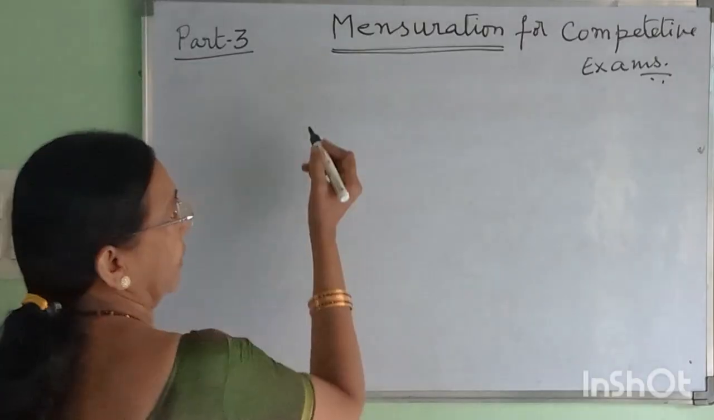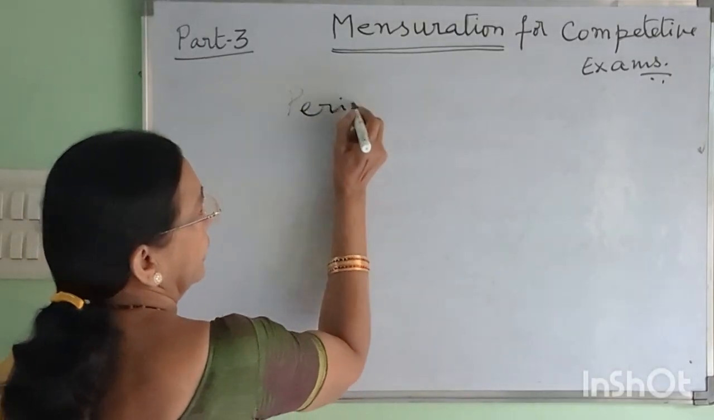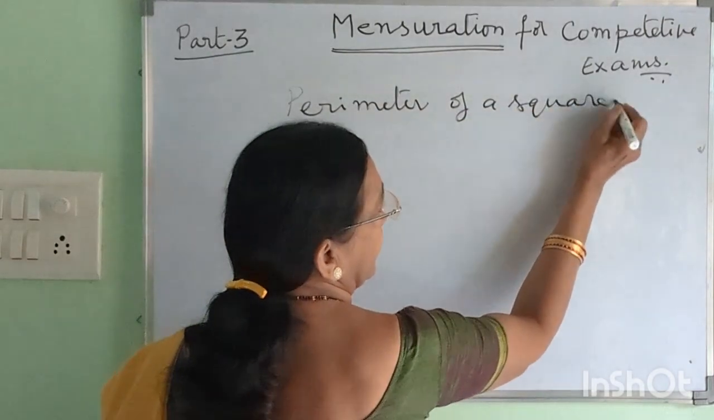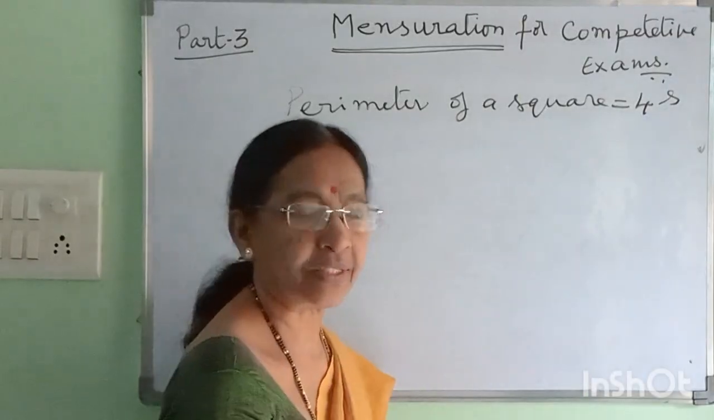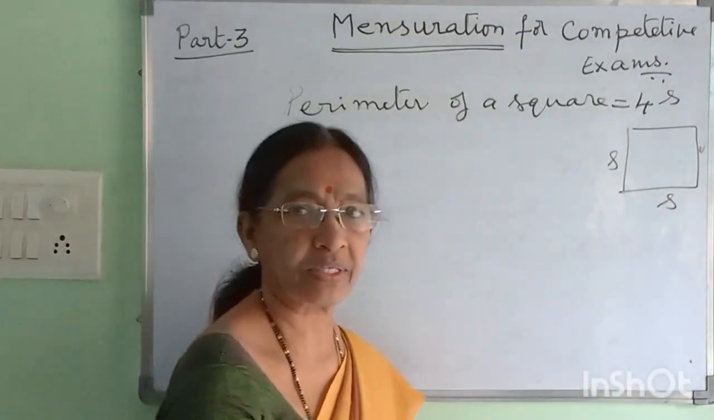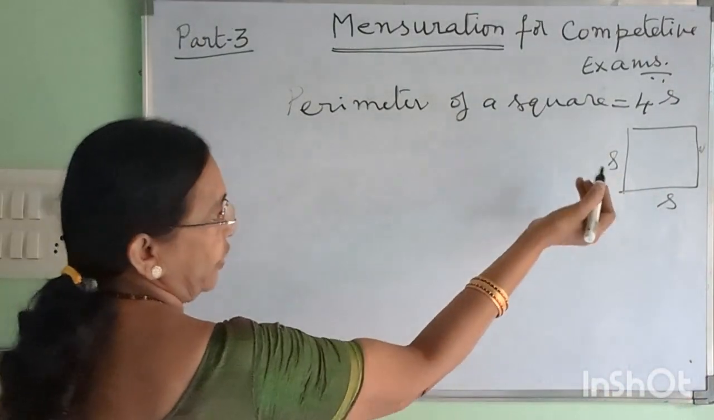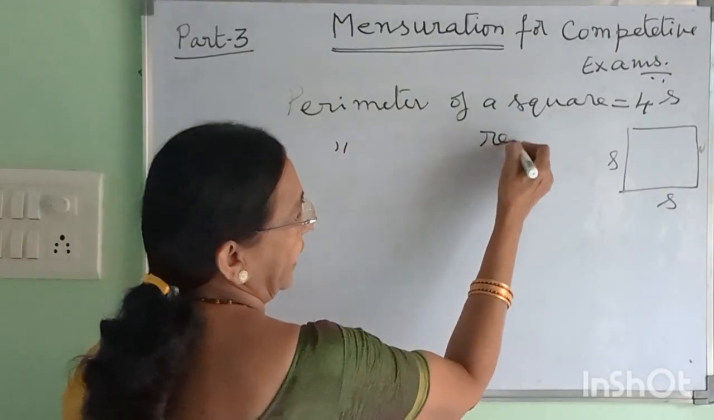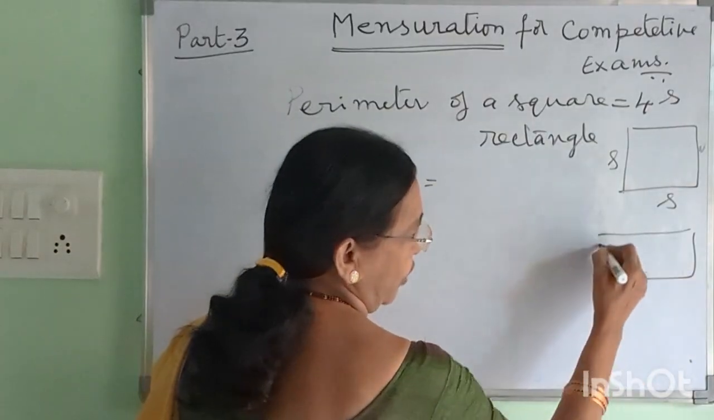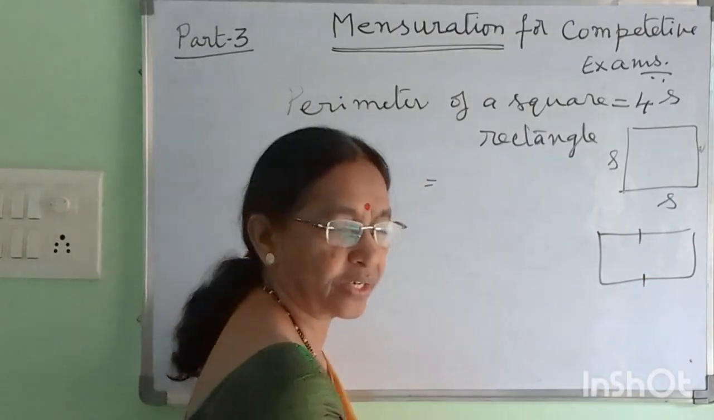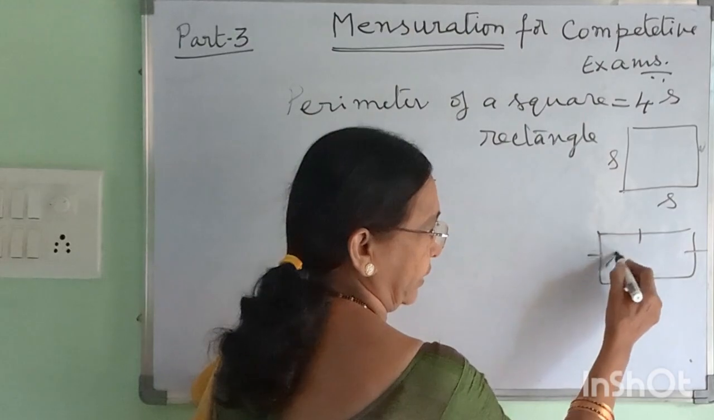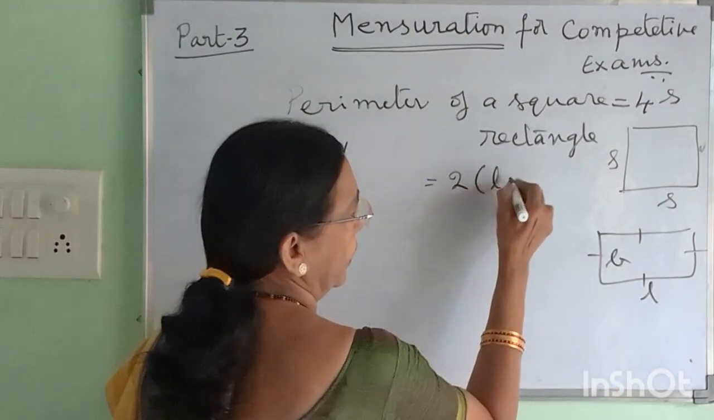So the perimeter of a square is equal to 4s, where s is the side of a square. Yes, all sides are equal in a square. So perimeter of a square is equal to 4s, and the perimeter of a rectangle is equal to, a rectangle has four sides where the opposite sides are equal, and let it be length L, and the other opposite sides are breadth b.